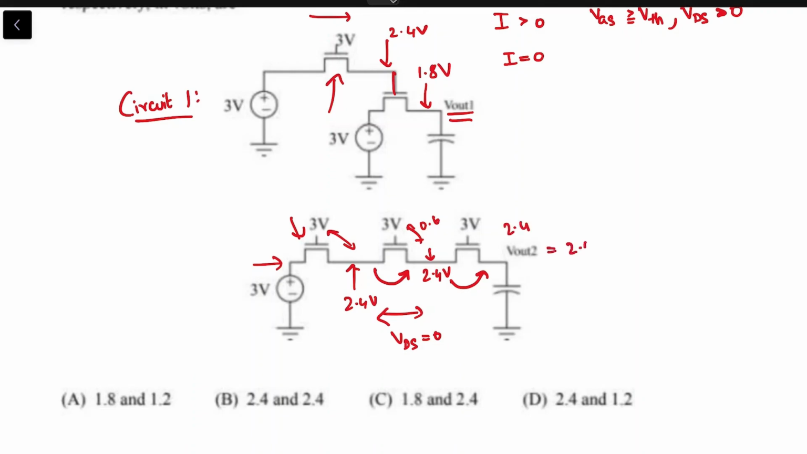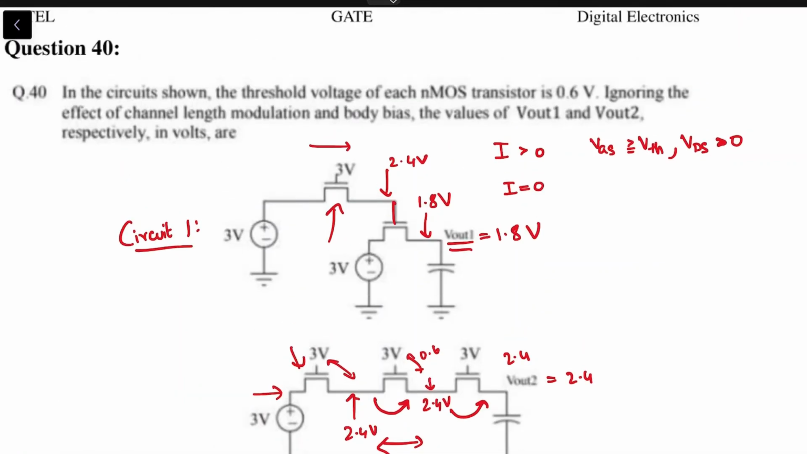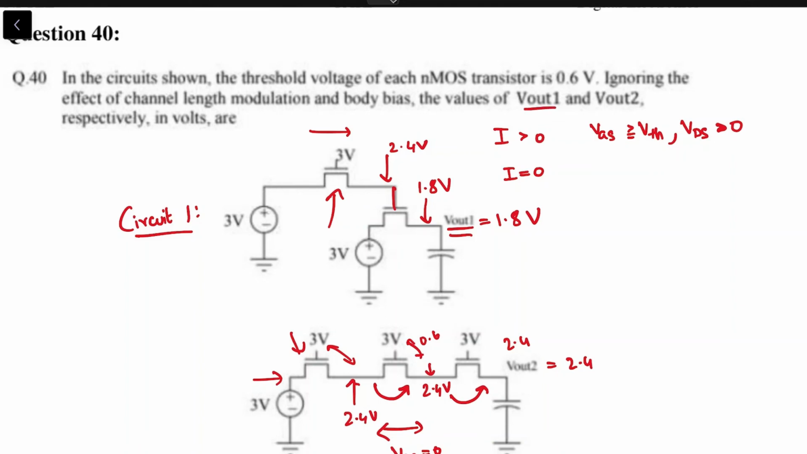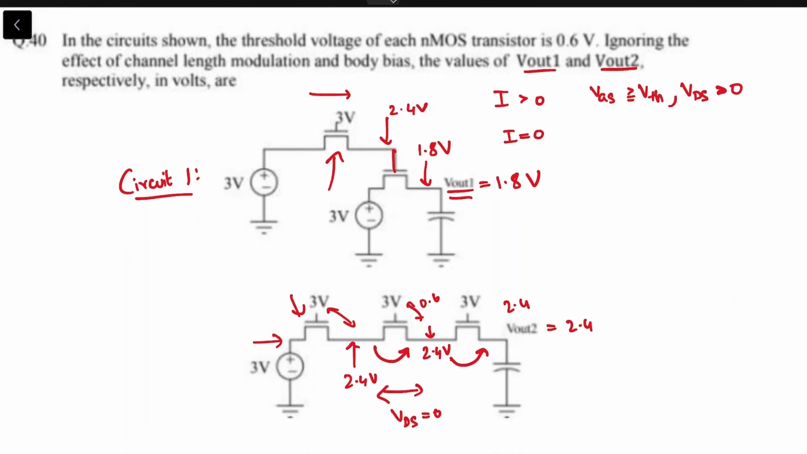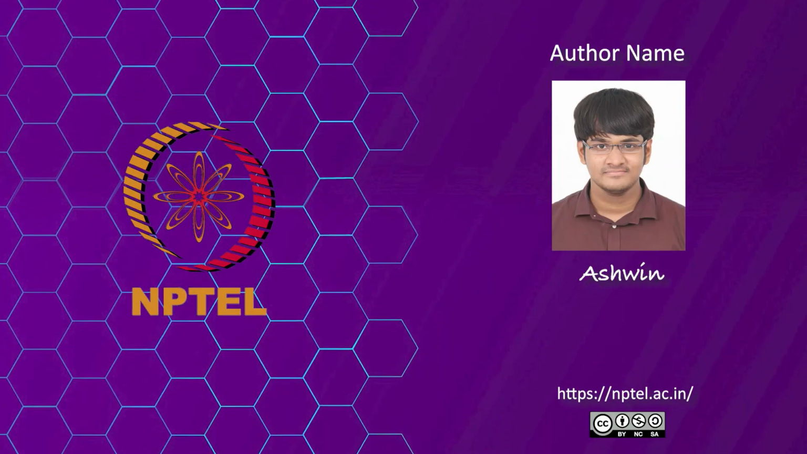So Vout2 will become 2.4, Vout1 will become 1.8. So the values of Vout1 and Vout2 are 1.8 and 2.4 respectively. Thus the answer is C.